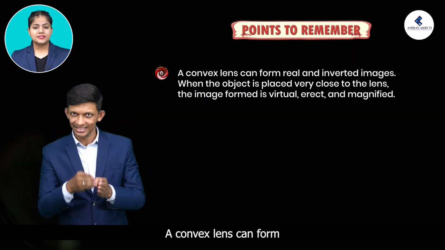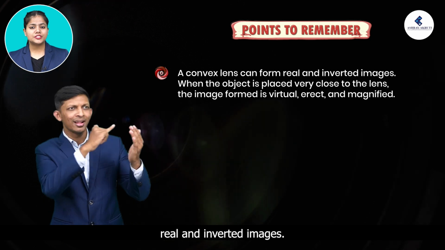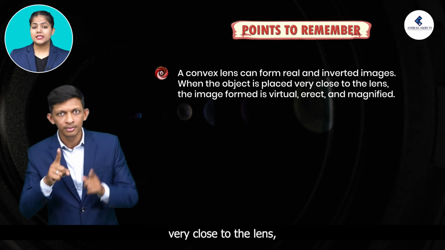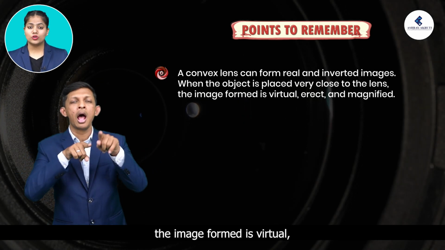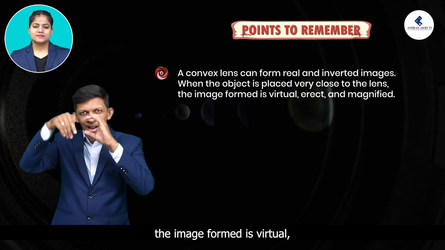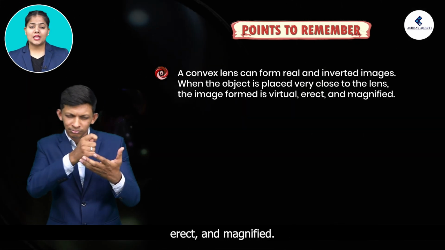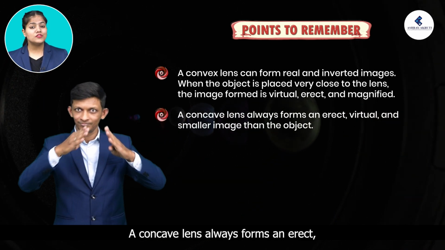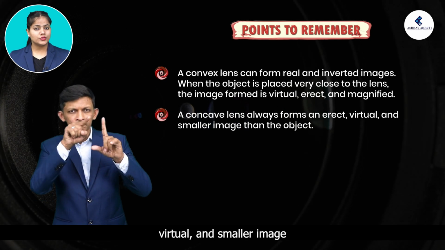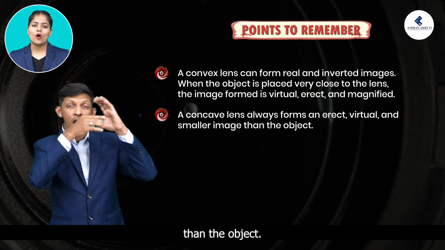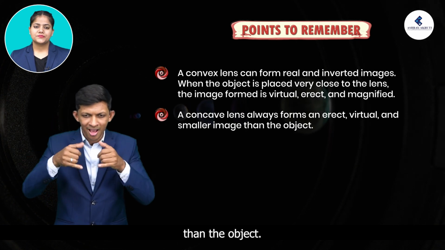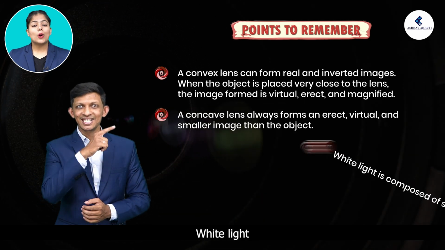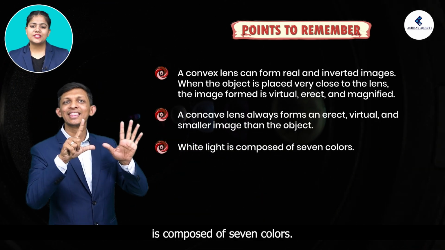A convex lens can form real and inverted images. When the object is placed very close to the lens, the image formed is virtual, erect, and magnified. A concave lens always forms an erect, virtual, and smaller image than the object. White light is composed of 7 colors.